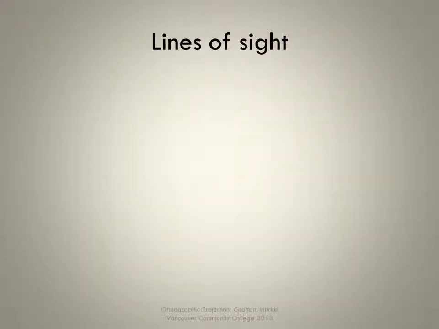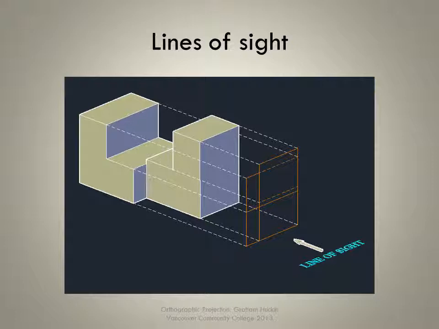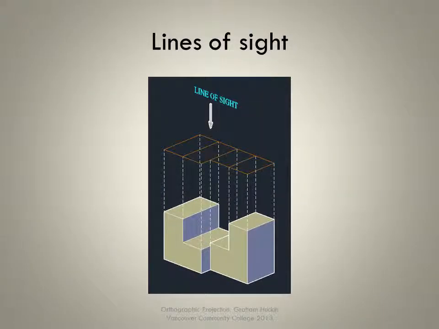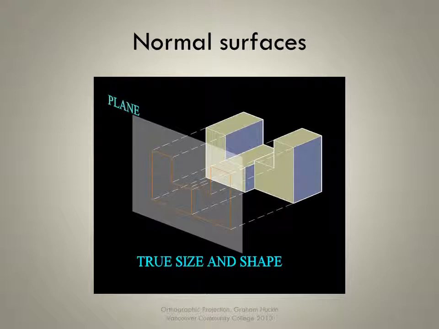Lines of sight must always be perpendicular to the surfaces of the object. This is the line of sight to the front view. This is the line of sight to the right view. And this is the line of sight to the top view. Normal surfaces are surfaces of an object that are 90 degrees vertical or horizontal to each other. When a surface of an object is parallel to the plane of projection, or a normal plane, the surface will appear in its true size and shape on that plane.